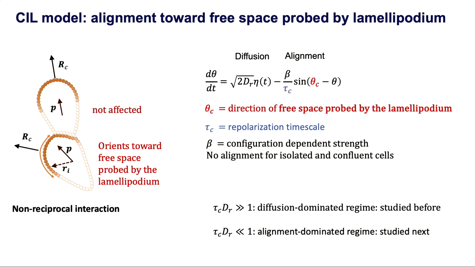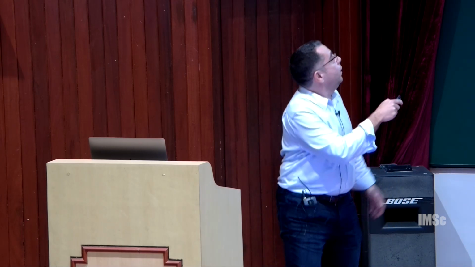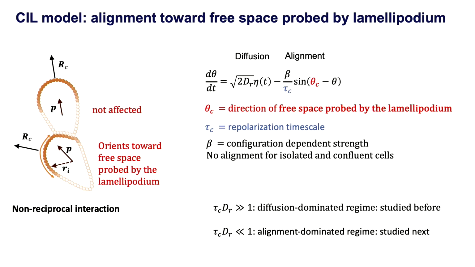So the detection of free space, all these other directions were also possible, for example, the opposite direction. How do you choose which direction to take? Yeah, so we only look, we identified this vector, this RC, as the free space that is probed by the molecules that are here represented in orange, and they are not in contact. So this is the free space probed by the lamellipodium.